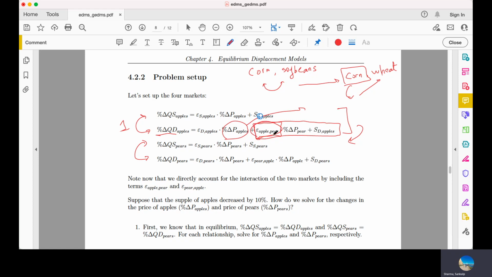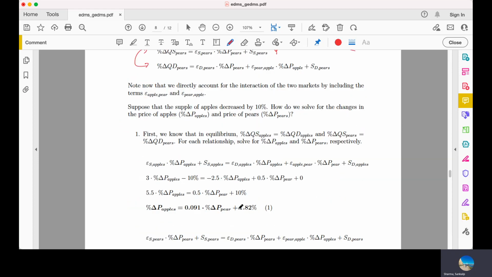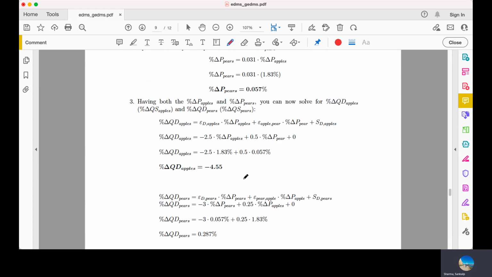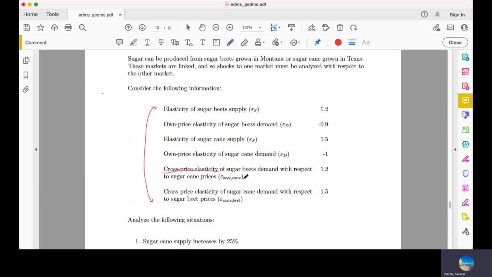If the price of pears increases, what happens to the demand for apples? That number can be quantified and then used in this equation. That's essentially all there is to it. So I'm going to walk you through that whole question, and then we can talk about how everything is working there.